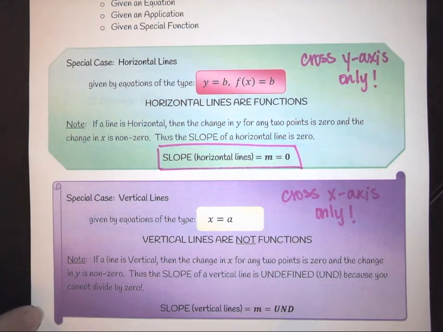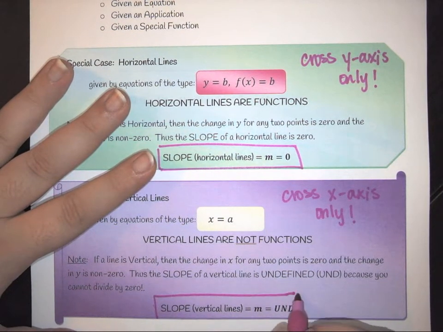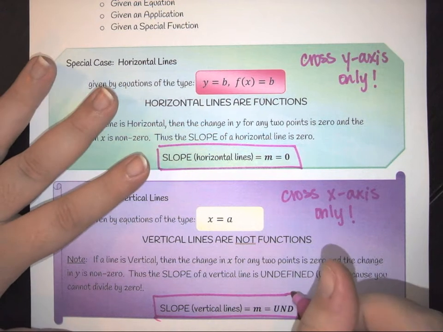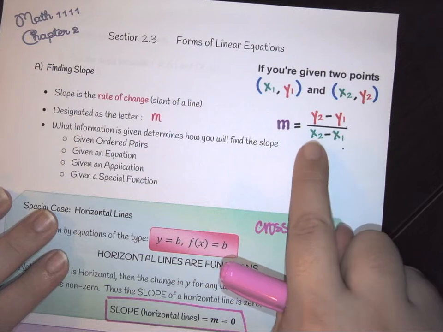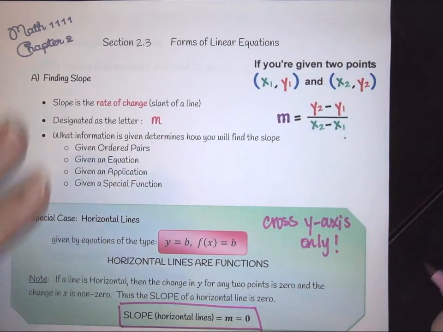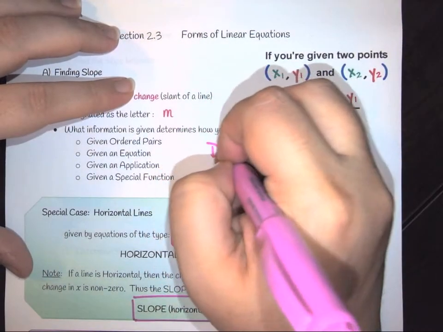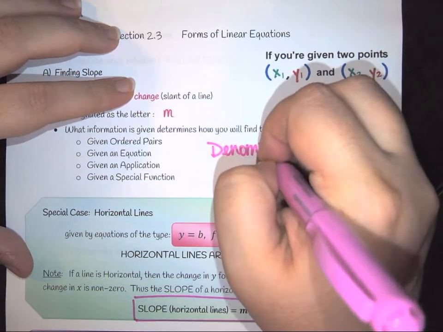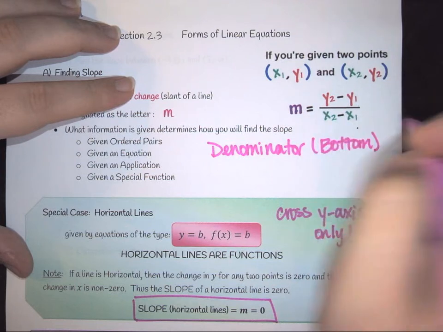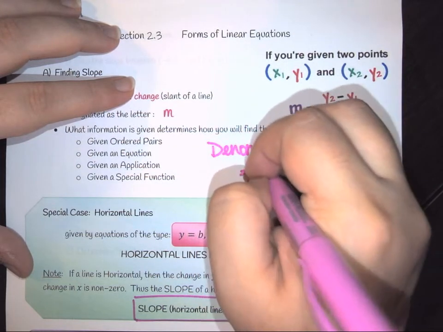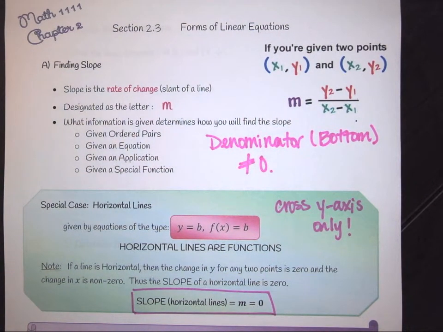Now the other thing to keep in mind is that a vertical line is not a function. What that means is that its slope is called undefined. And the reason for that is because look at the slope formula. Your change in x is in your denominator. And the biggest rule about fractions that you still have to hold true is that your denominator, i.e. the bottom, cannot be 0.